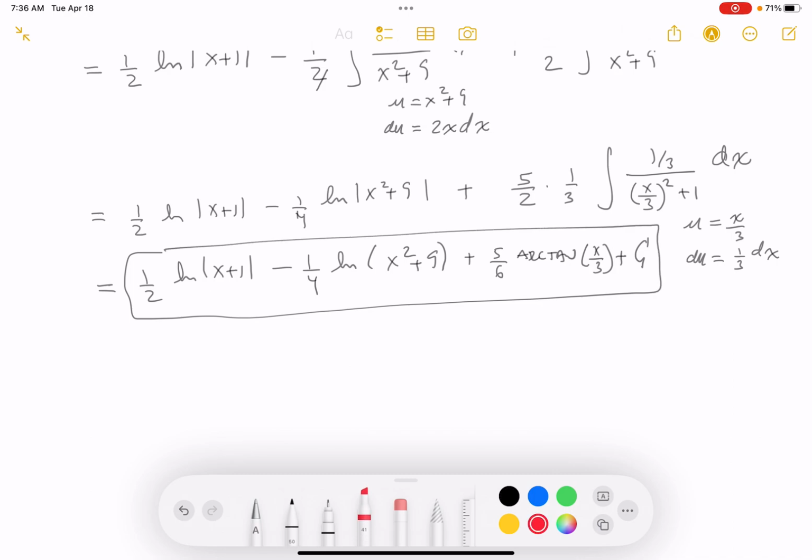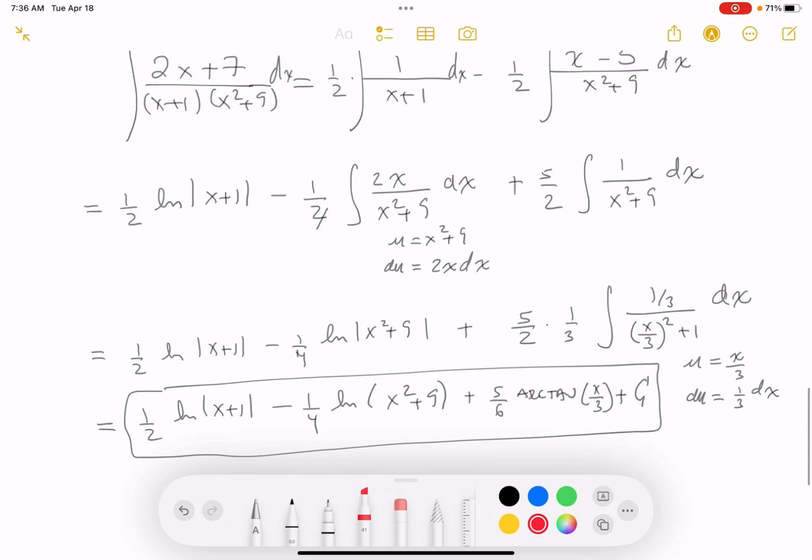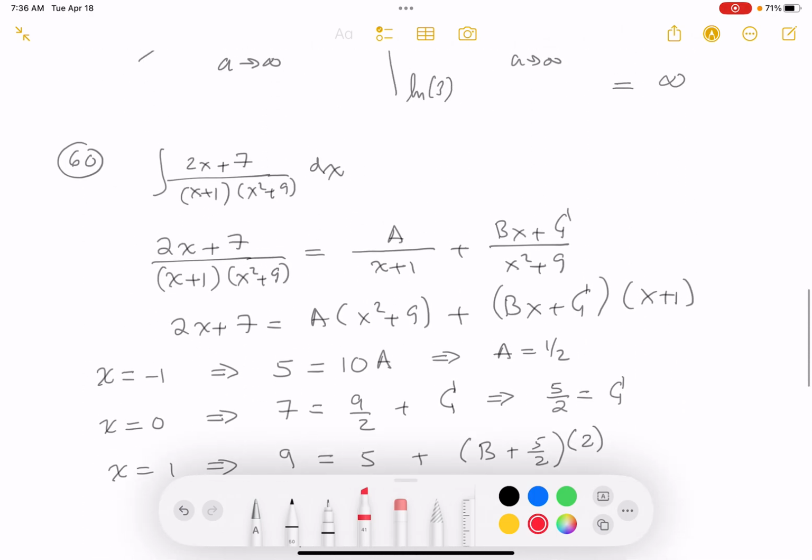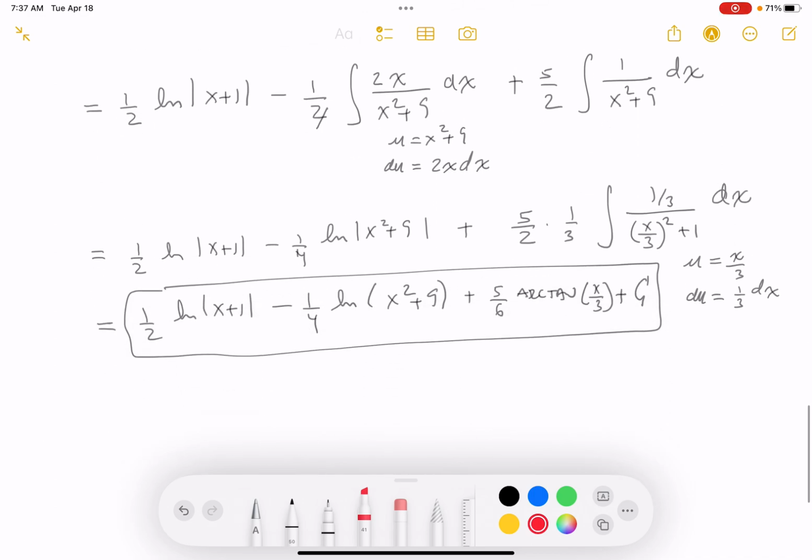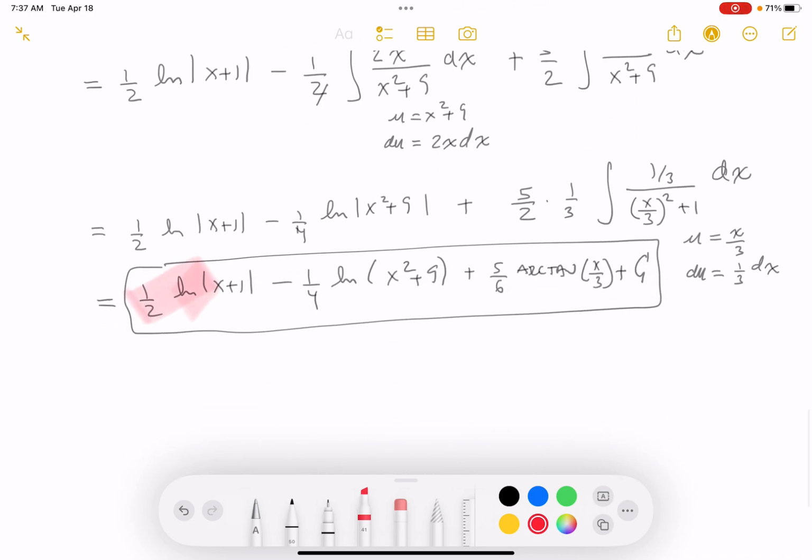And this is problem number, what number was that? I think this was problem 60. Let me go back and make sure I'm saying that, because I'm going to look back at the key now. A lot of work, though. Let's take a look. Am I seeing this? 1/2, yep, I'm seeing that. Am I seeing this part? Yes, I am. Am I seeing this 5/6 arctan, x over 3 plus c? I'm seeing that. Good to go on. Thank you.